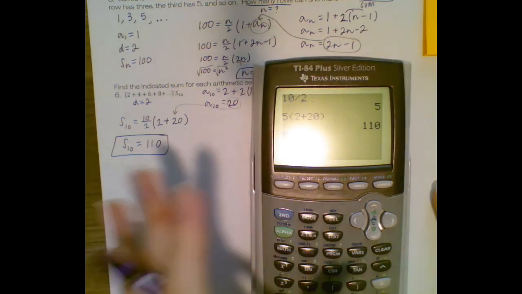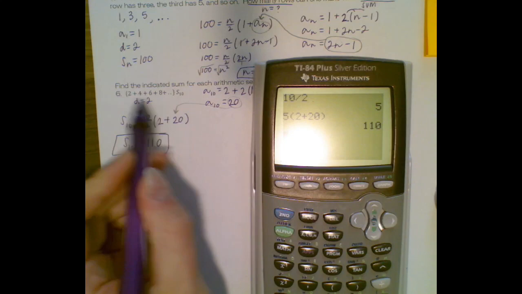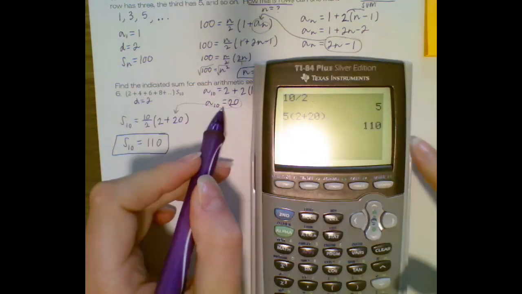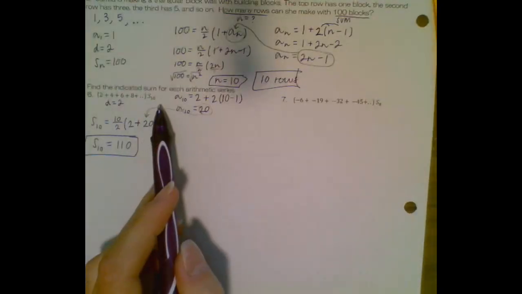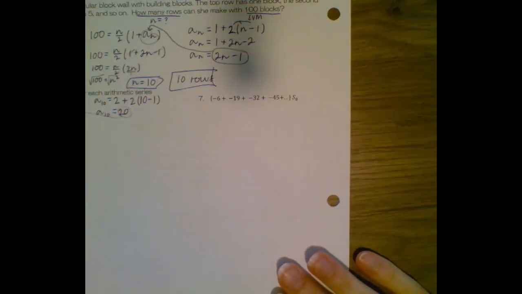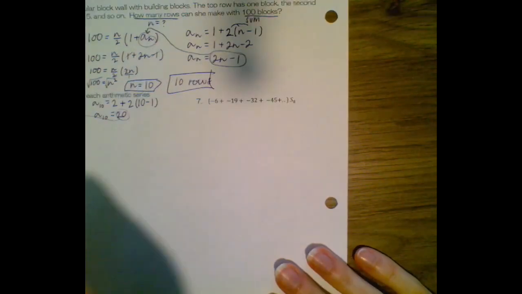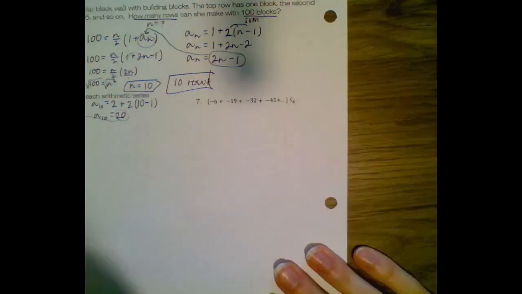Okay, trust me, this is a lot faster than putting all 10 terms into your calculator and adding them together. Especially if I tell you, find the sum of the first 200 terms. That's just going to take you way too long. All right, over here, number 7, we want to find S sub 8.